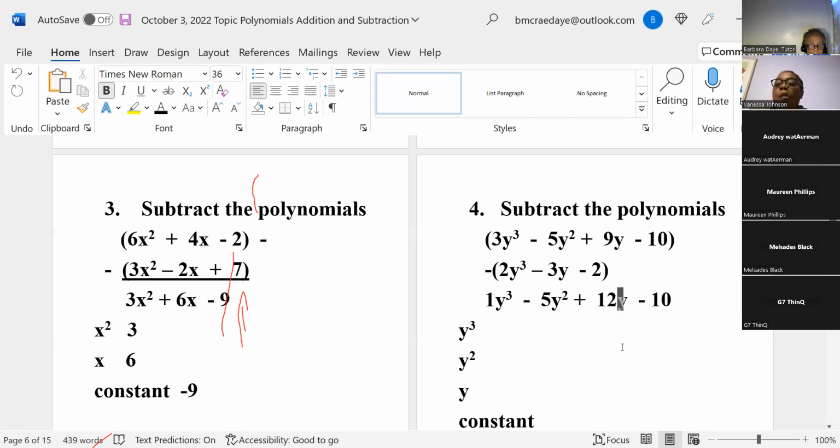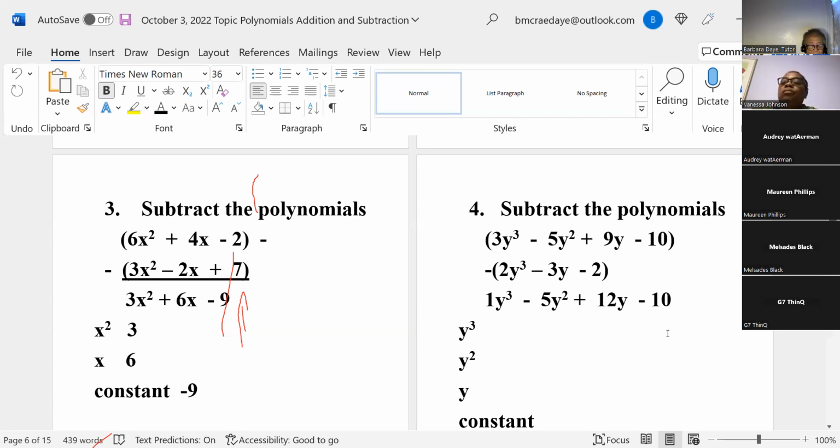Because that's positive 9, 10, 11, 12, you add it and you put the positive. What are you adding to the 9y? You add the 9y and the 3y. That's right, because this minus applied to the minus makes this a plus. So the 9y and the plus 3, this becomes 12.